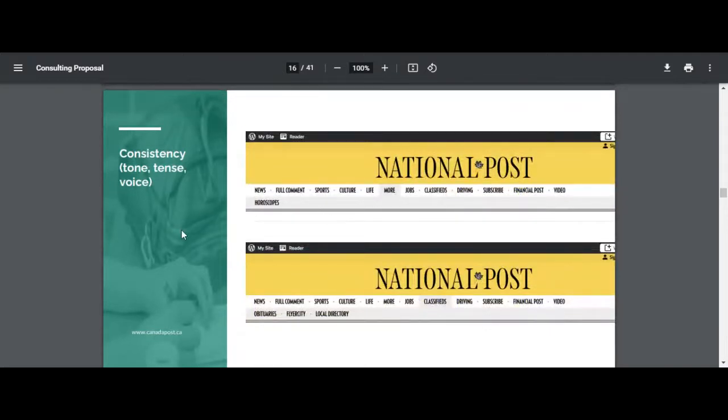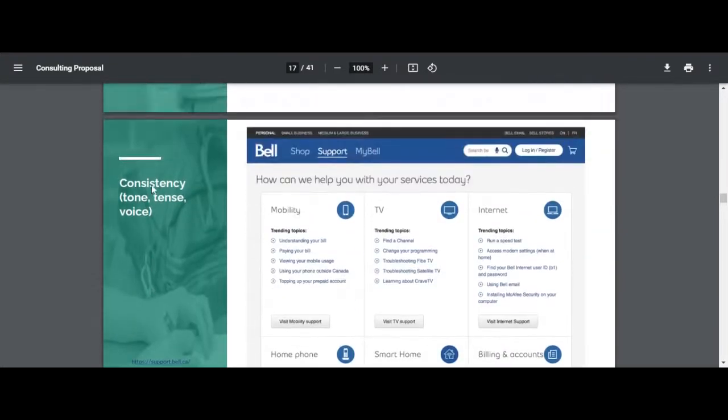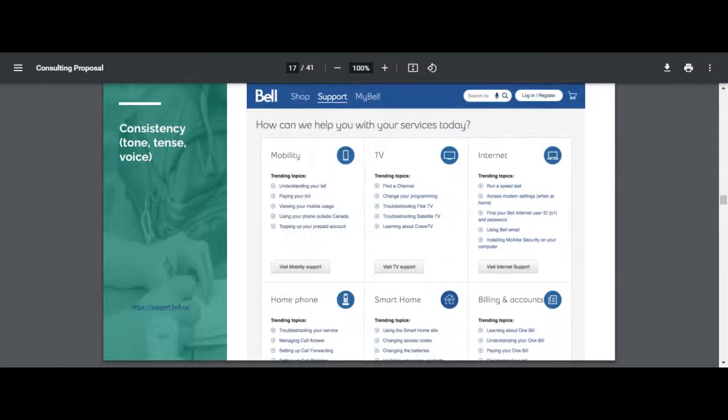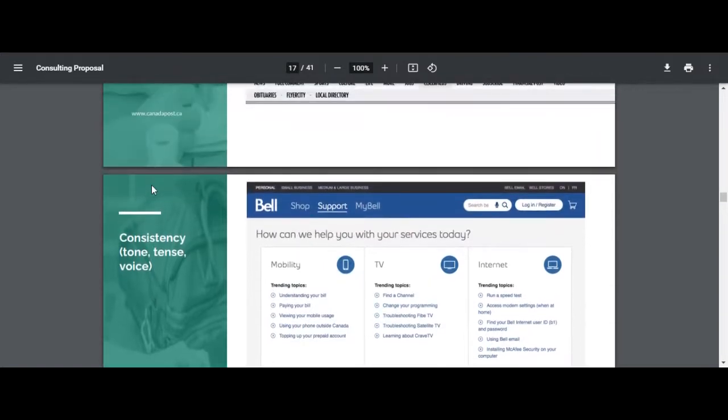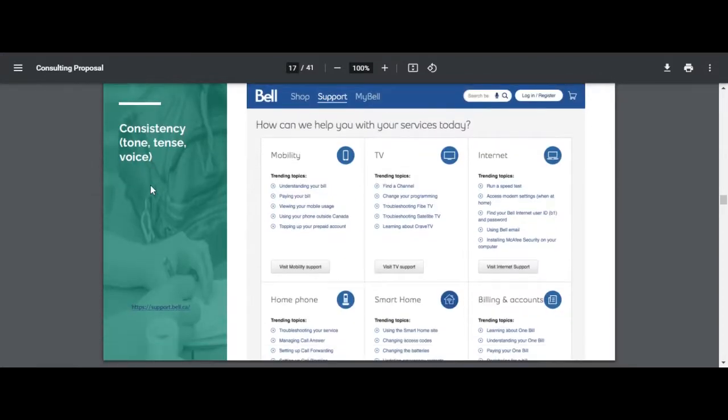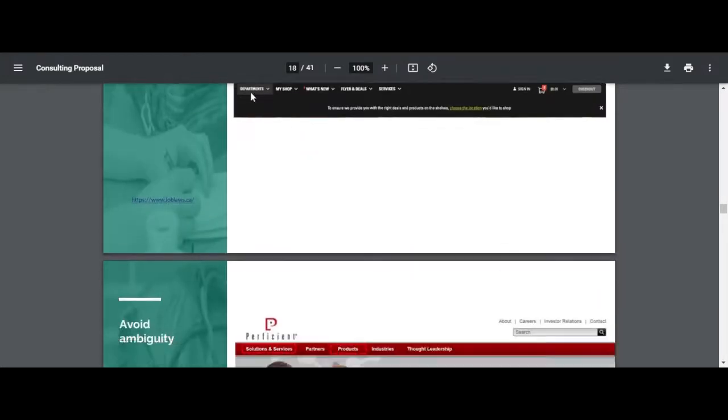So we have some other examples. From the National Post: news, full comment. I don't really know what full comment means, but sports, culture, life, more. Again, what to find in the more is a bit of a mystery, but jobs, classifieds, consistent. Bell: how can we help you with your services today? So shop and support, my Bell, mobility, TV, internet, understanding your bill, paying your bill. I think they're using descriptive words, and they're pretty consistent throughout their page too.